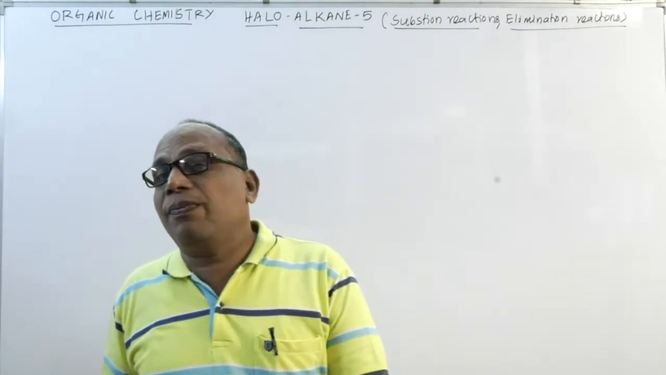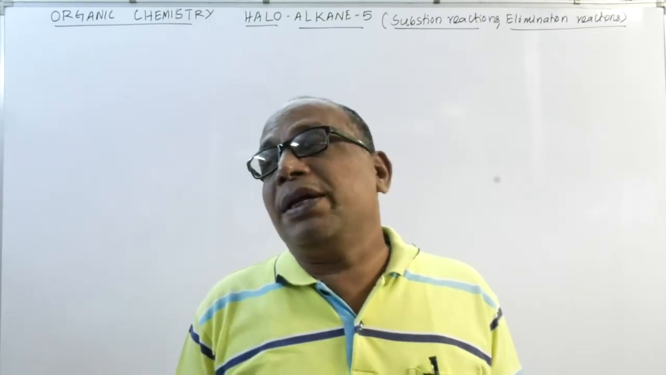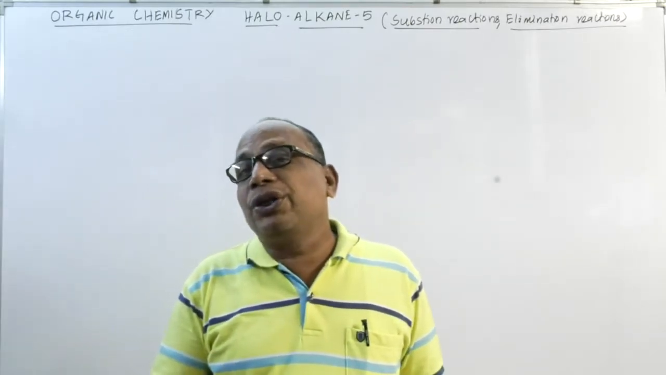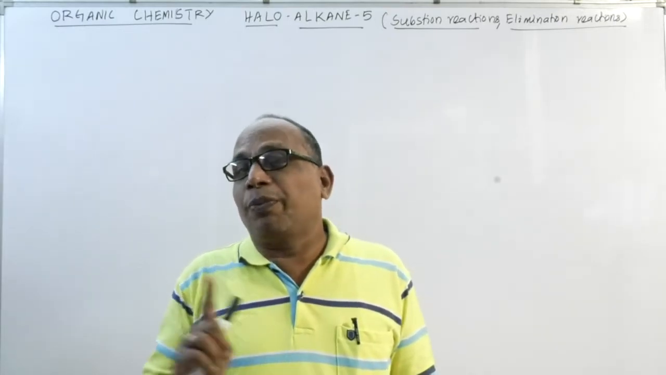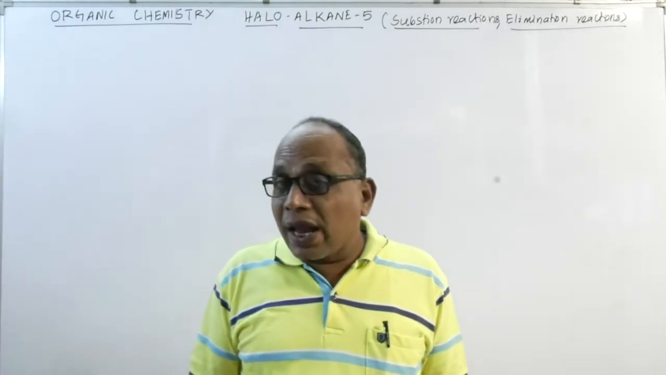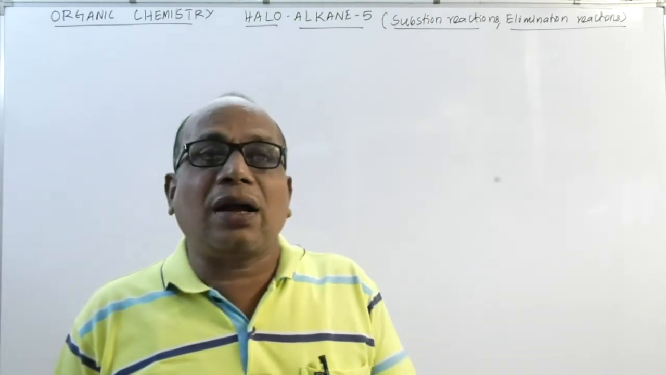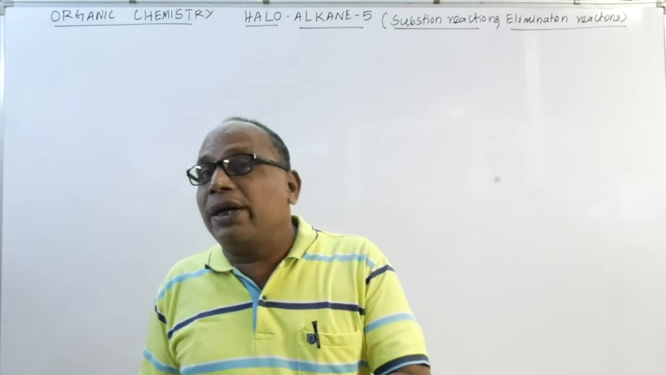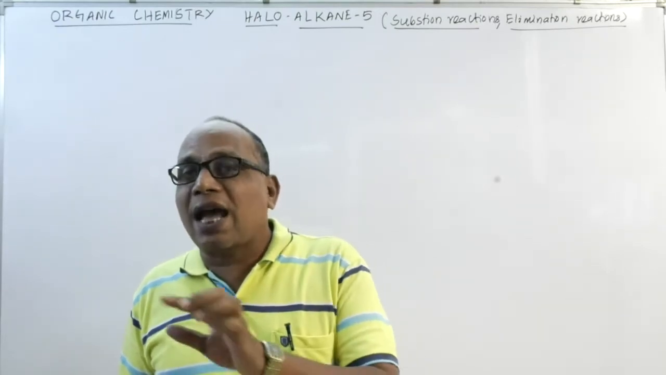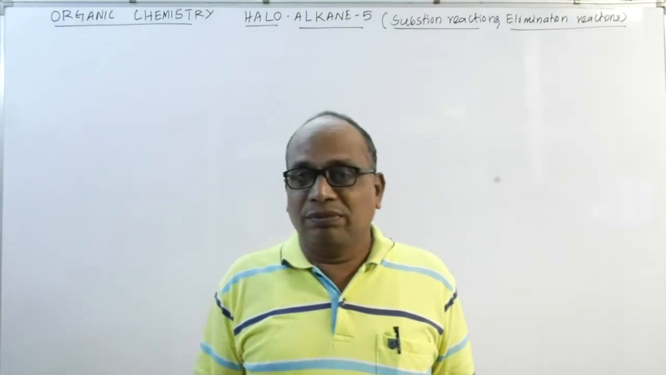But in the SN2 reaction, it always gives the opposite enantiomer. That means if you start with a D form, the product must be an L form, as the nucleophile attacks the carbon atom from the side opposite to the halogen.